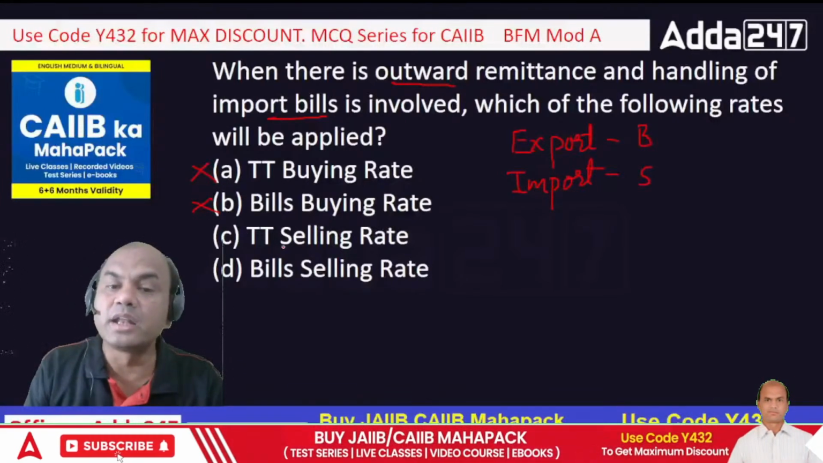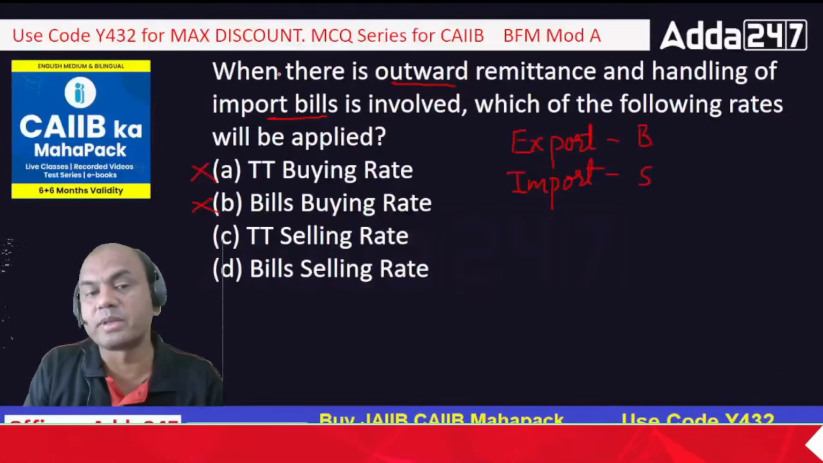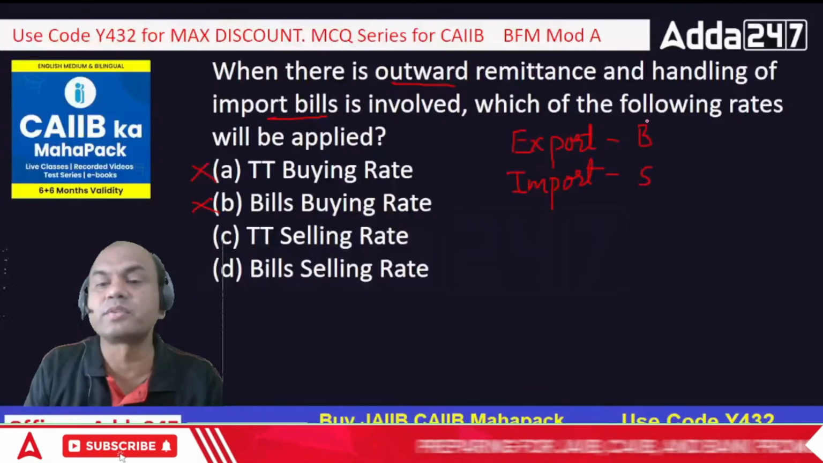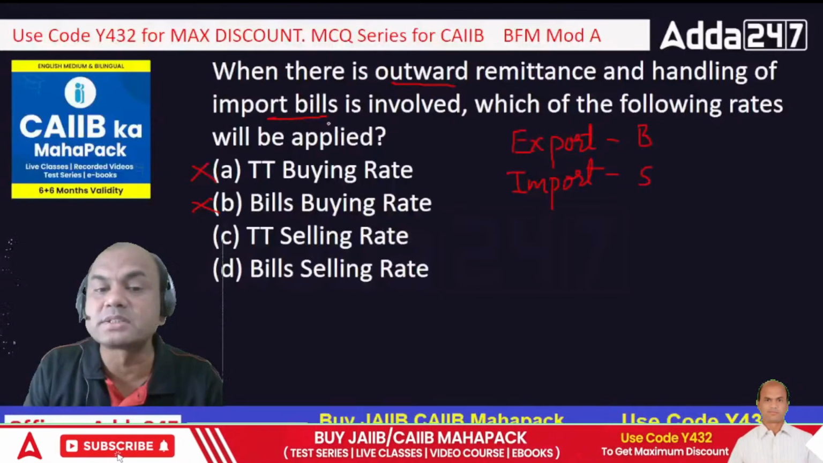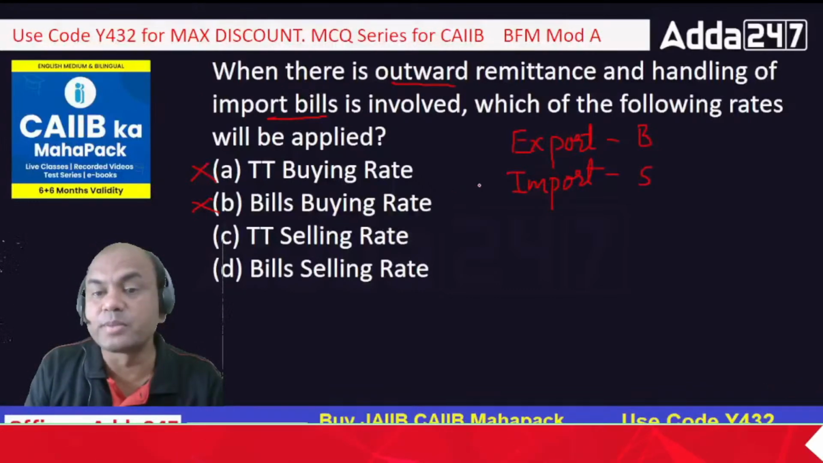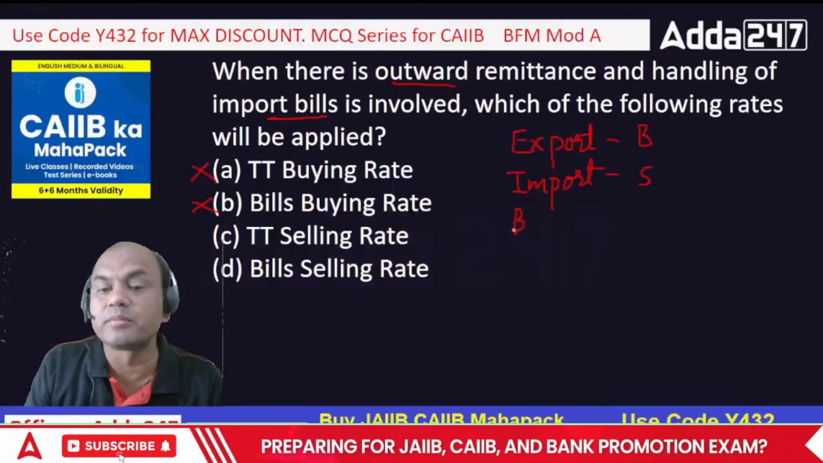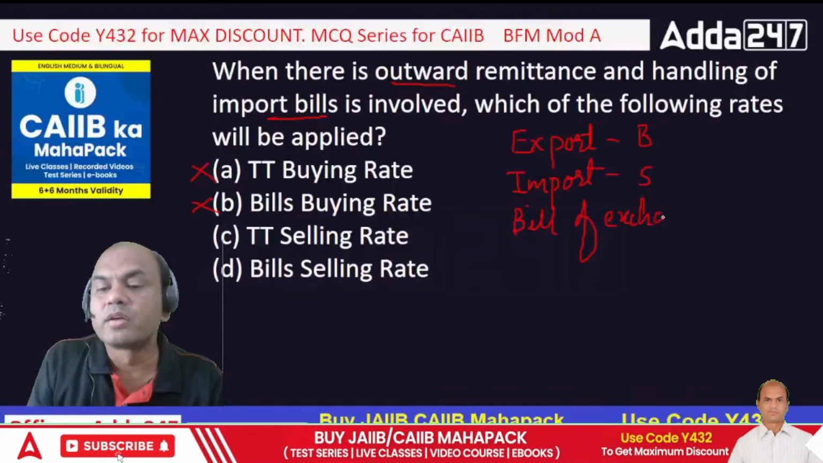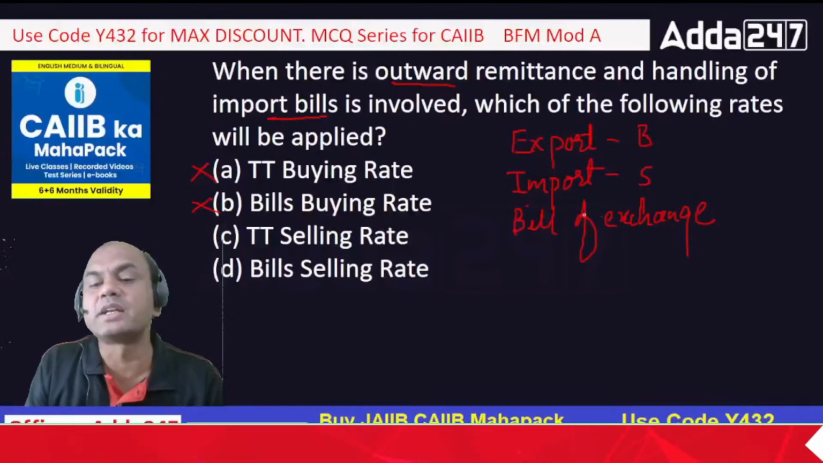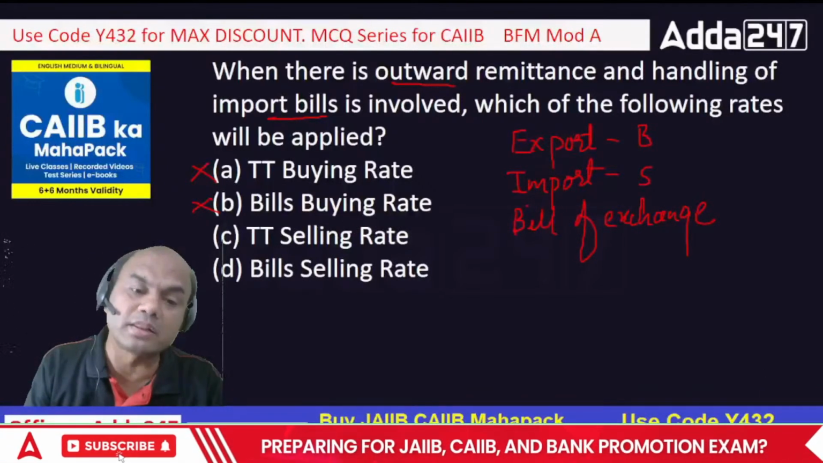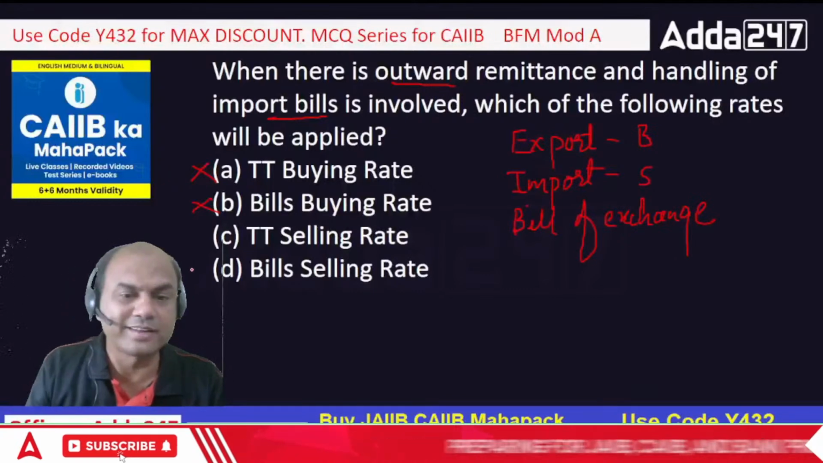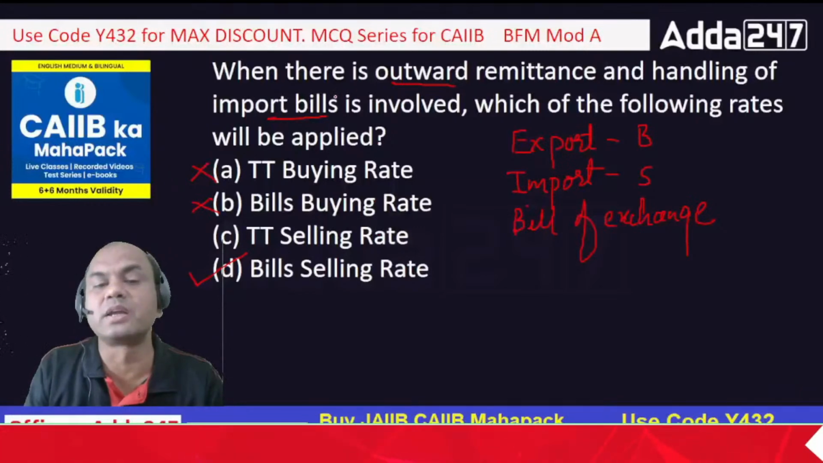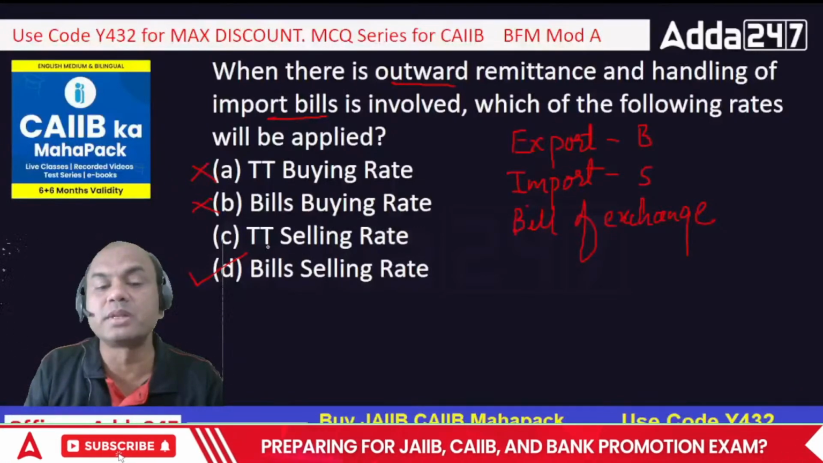Now which one, TT or bill? What is mentioned? When there is outward remittance and handling of the import bills is involved, which of the following rates will be applied? Import bills are involved. Bills means bill of exchange. So when a bill of exchange is involved, the name itself tells you it's bill. So if it's bill, then use bill. The answer is the bill selling rate. Whenever import bills are involved, you'll always use the bill selling rate.